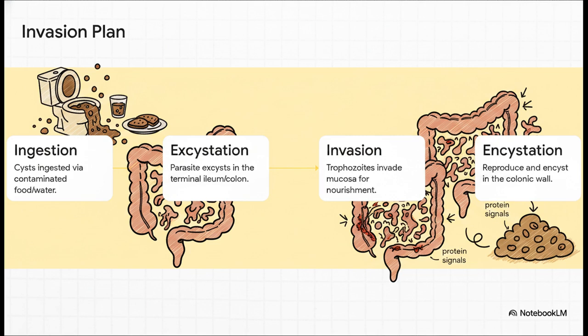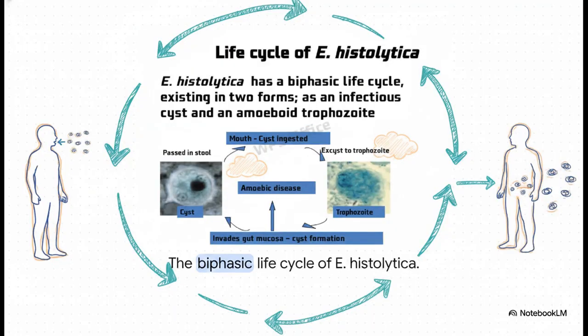Step 3 is the attack phase. The Trophozoites invade the gut mucosa to absorb nourishment. Finally, in Step 4, they form cysts all over again in the colonic wall, triggered by a specific protein binding process, and are passed in the stool to start the whole nightmare over again. And this cycle, it just constantly loops.